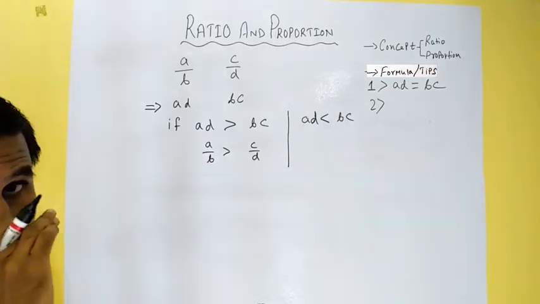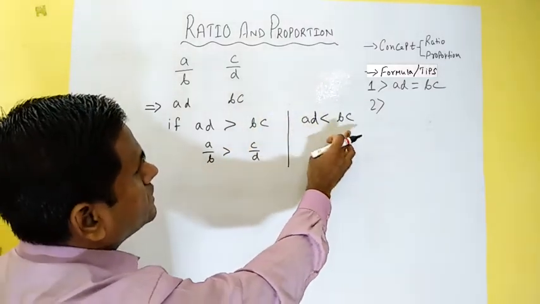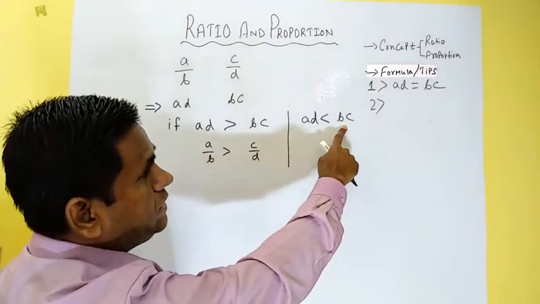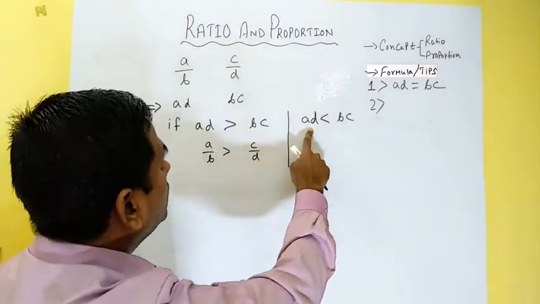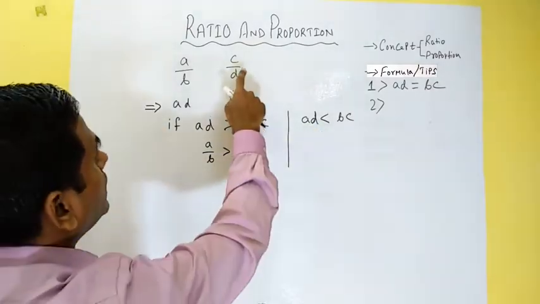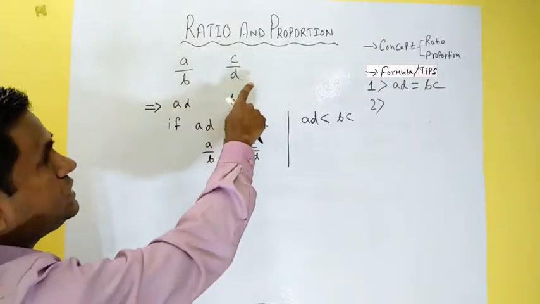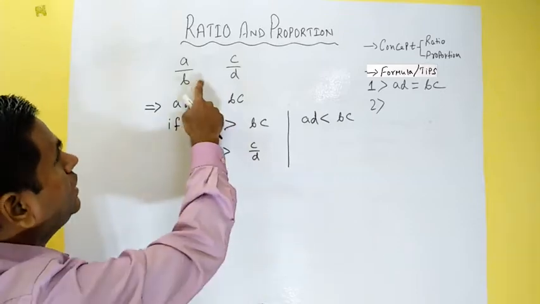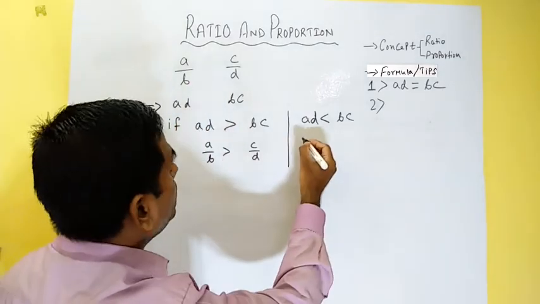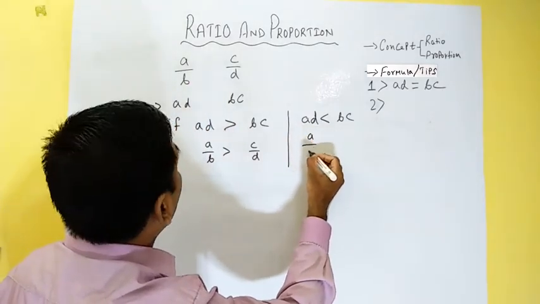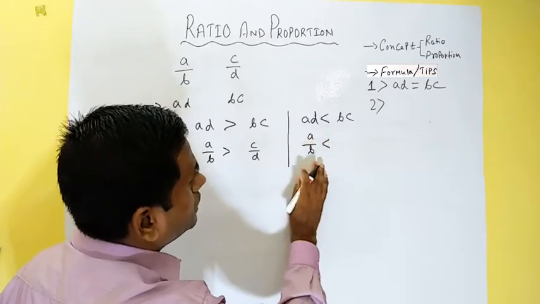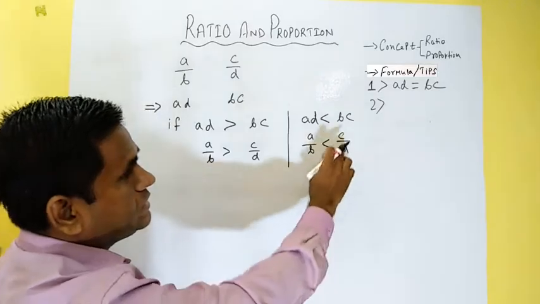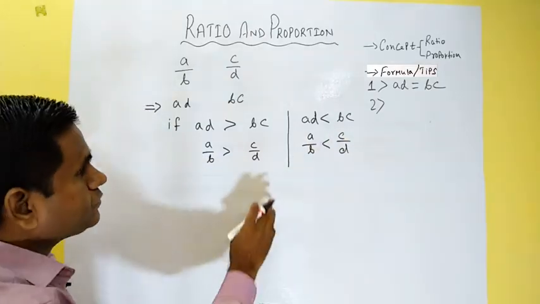This can happen, okay. AD is less than BC. So in this case, you see the right hand side BC is greater than AD. So we'll come to the conclusion that the ratio in the right hand side, C upon D, is greater than the ratio A upon B. So we can write here A upon B is less than C upon D.